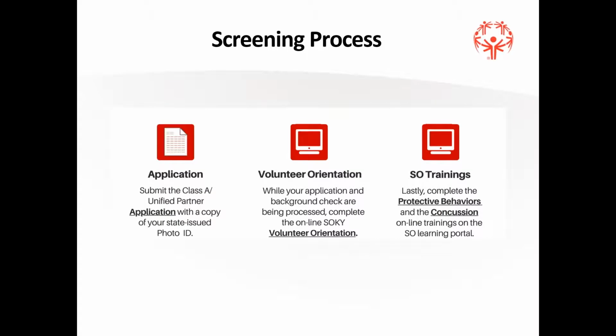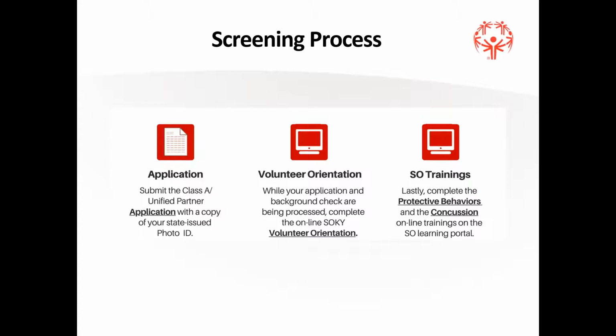First step of the screening process is to complete the Class A/Unified Partner application. It's a pretty straightforward application where you simply have to follow through each line and complete the personal information that's requested. In addition to that application, we're going to ask that you also submit a copy of your state-issued ID, your driver's license. The completed application, where all information has been filled out and the release statement has been signed, and the photo ID are required for us to successfully process the application and request a background check. That is completed by our staff within our office, but those two items, the completed application and the photocopy of your ID, have to be submitted together for that next step in processing to be completed.